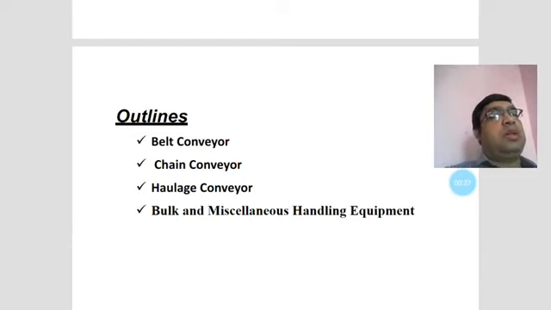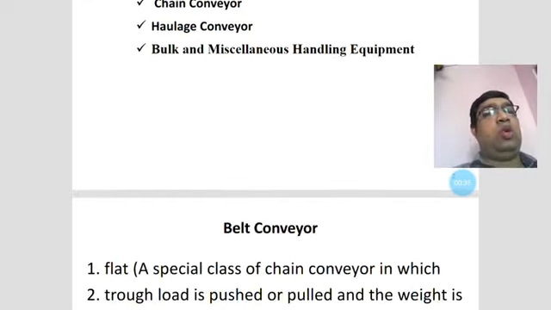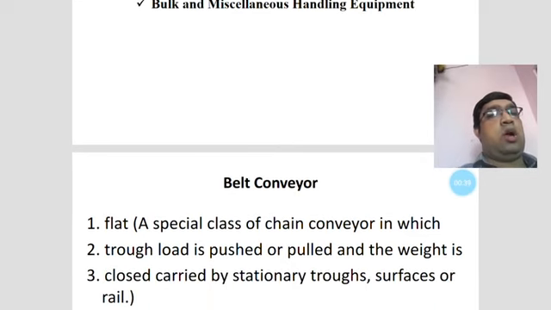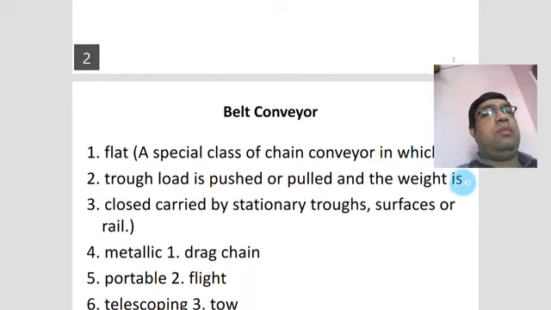We have to discuss the classification of the conveyor, like the belt conveyor, chain conveyor, and haul conveyors. The bulk and miscellaneous handling equipment will also be considered according to this classification of conveyor systems. The belt conveyor.